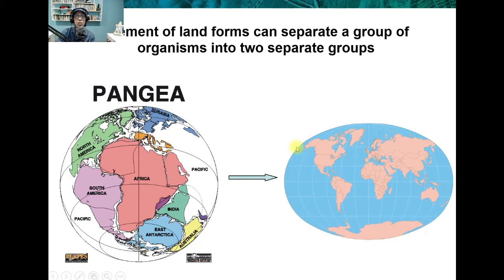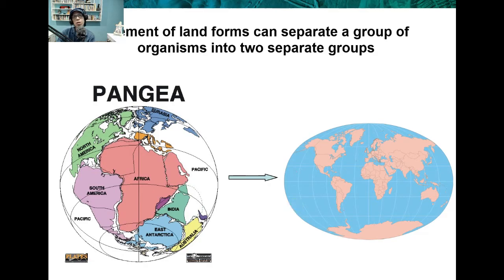This is the present-day Earth as we know it now. If you notice, there are 7 continents. There used to be 1, but now there are 7. And as a result of this, the organisms who used to live in one supercontinent got separated. That is why you can find related species in 2 different countries.